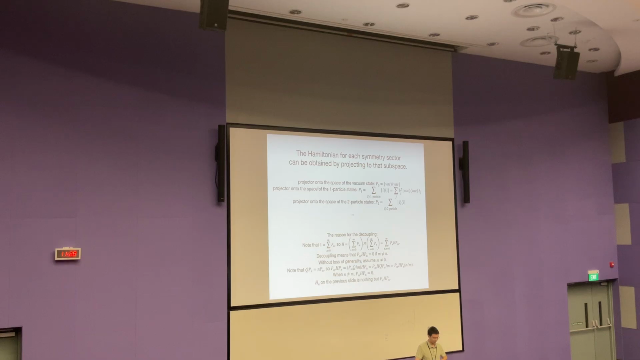To make it more streamlined, let's define a set of projectors. Let's say the projector onto the vacuum state is just this one. The projector onto the one particle state is just this one. The projector onto the two particle states is just this one, right? The usual definition of a projector is just the sum over the orthonormal complete basis of this subspace. Then the reason for the decoupling is as follows. First, we notice if we add up all the projectors together, we should get identity. This is a common property of the projectors. So the Hamiltonian will be equal to this one.